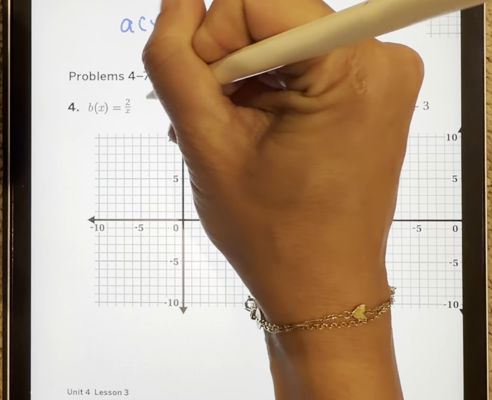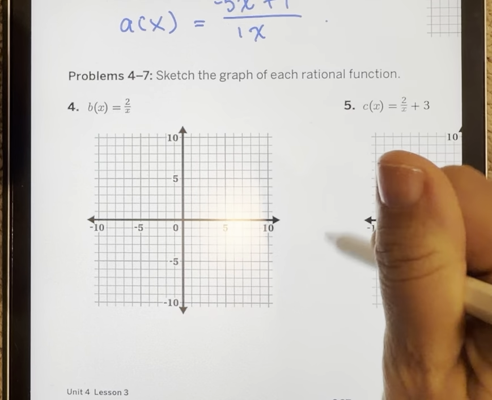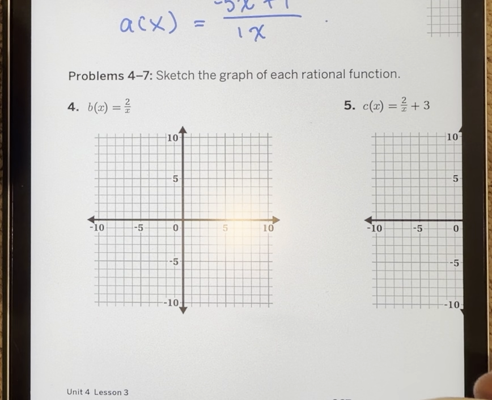So I'm gonna look for a vertical. Wow, this is worse than last time. Is my pencil dead? What's happening?